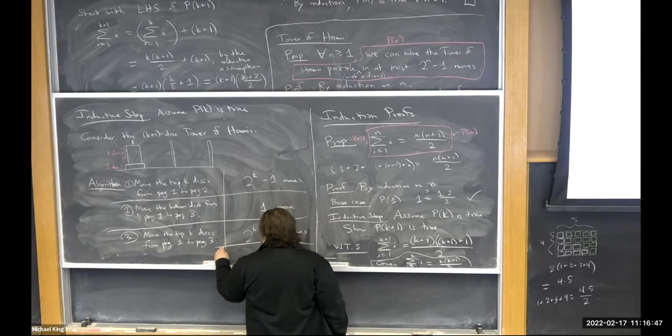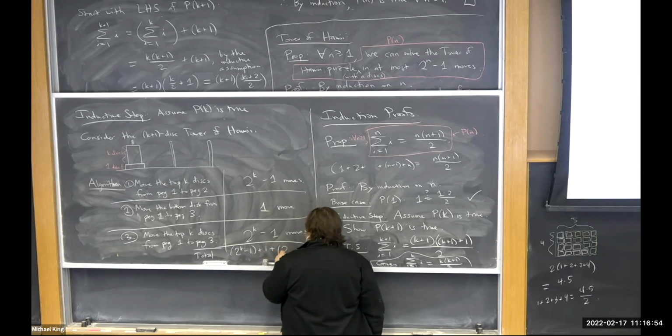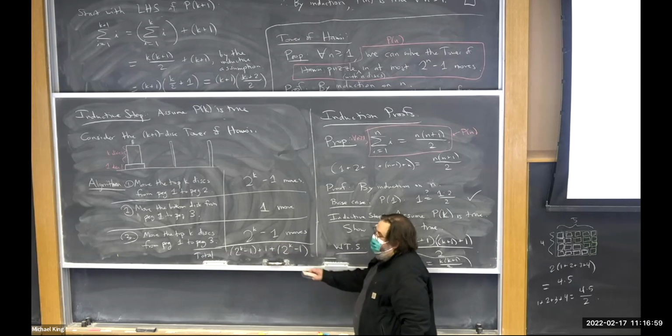And so then you get a total, right? Which is 2 to the k minus 1 plus 1 plus 2 to the k minus 1. And then we can show that that equals what we want it to equal.